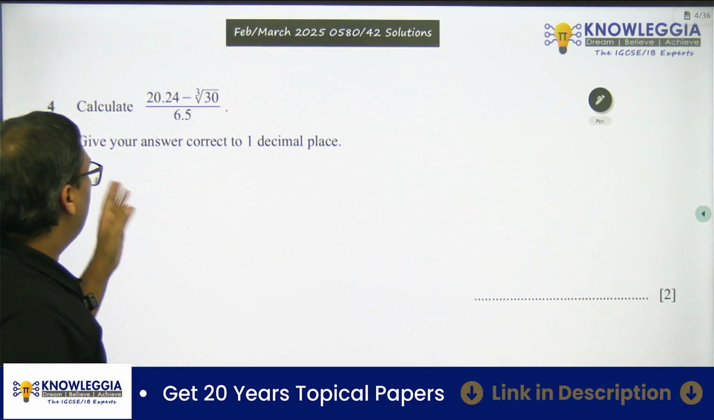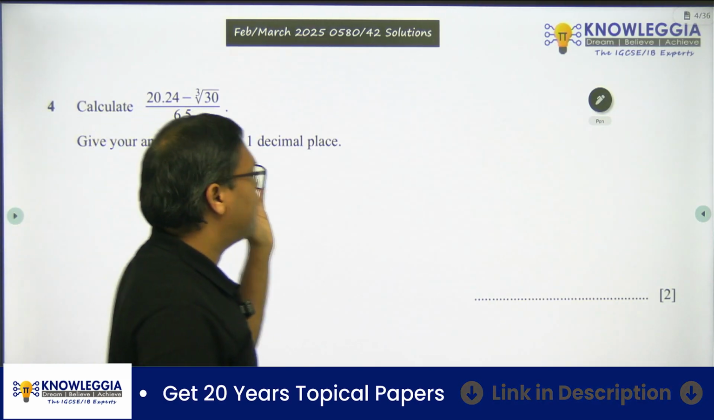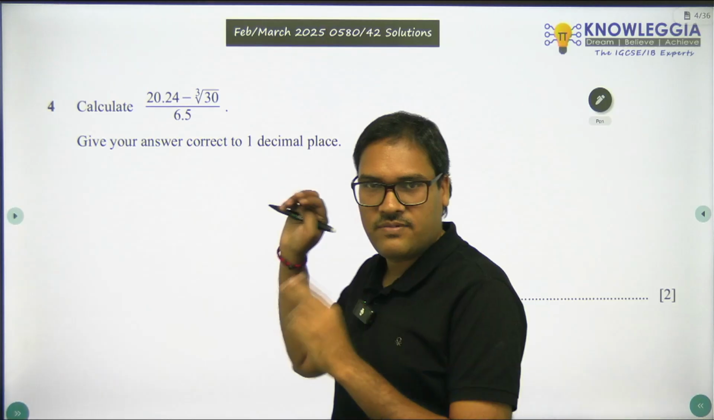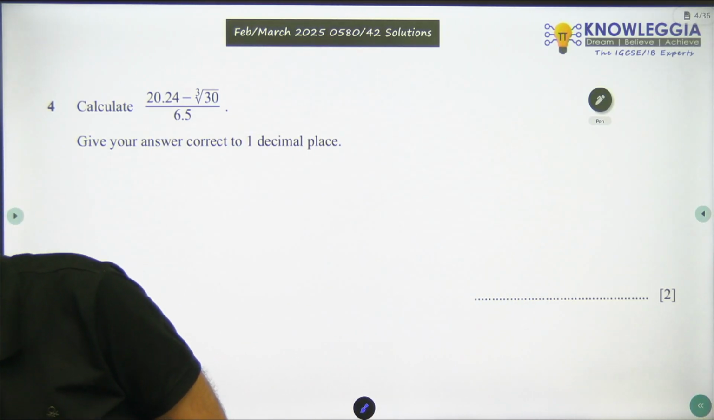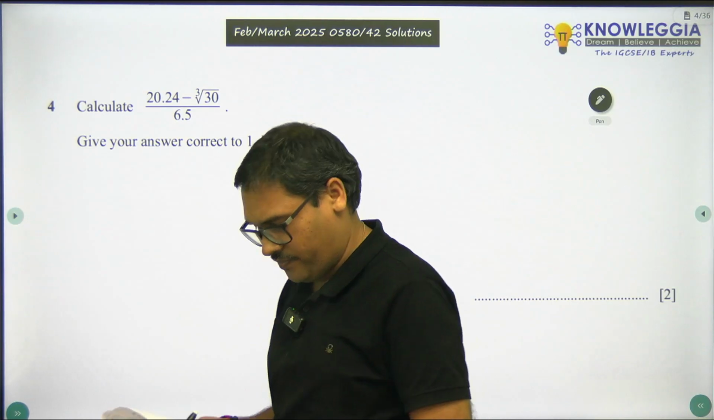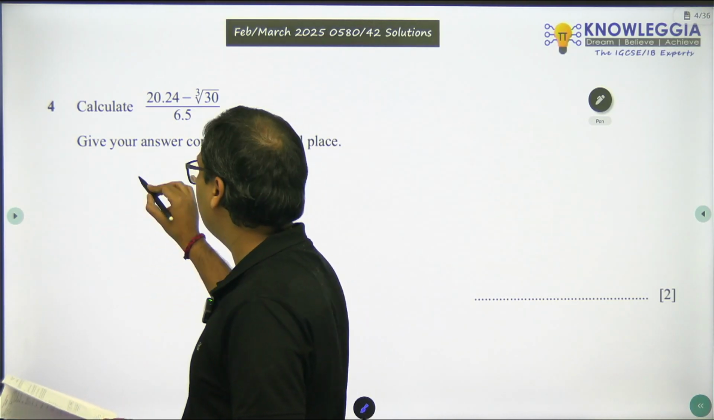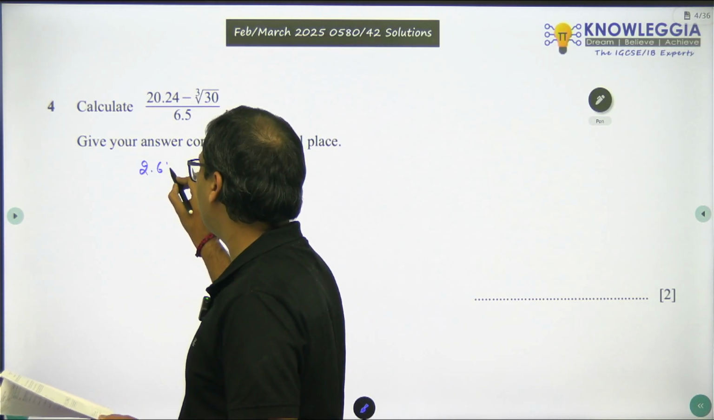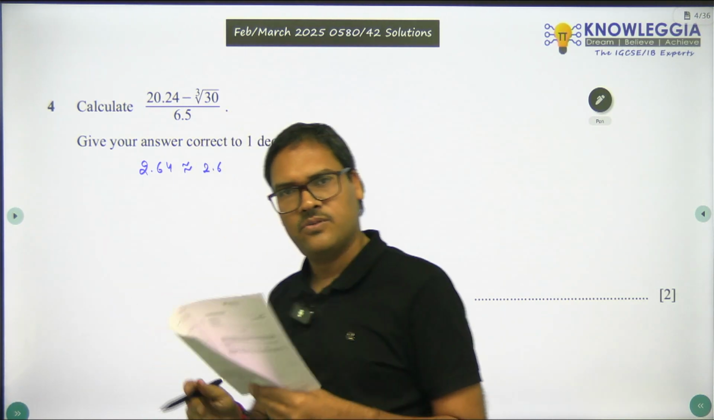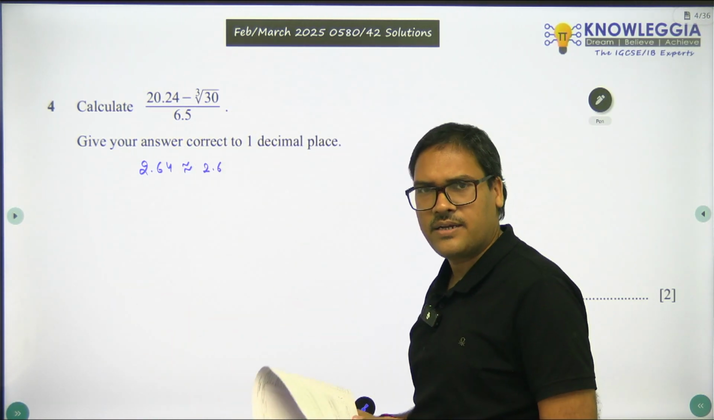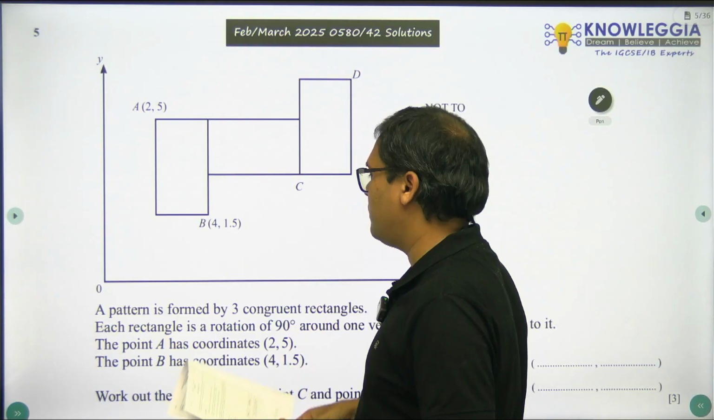Give the answer to the correct decimal place. So this is just a calculator question. You just have to put the values in the calculator and get the answer. I'll just give you the answer. You will get 2.64, so the answer to one decimal place is 2.6. We have the answer key, so you can just put in the values and get the answer. So this is a question not to be discussed.